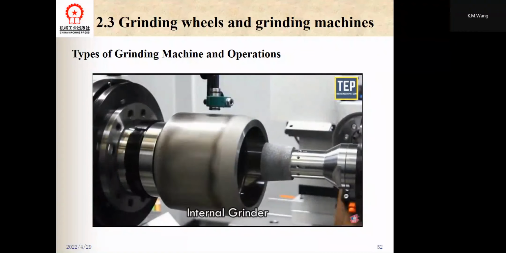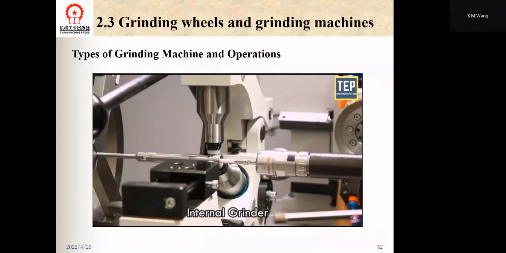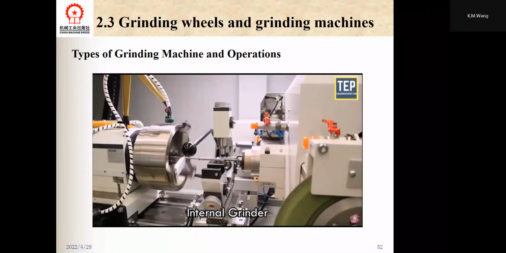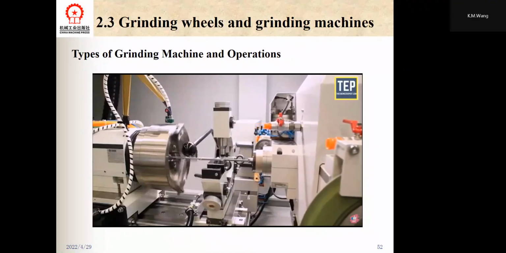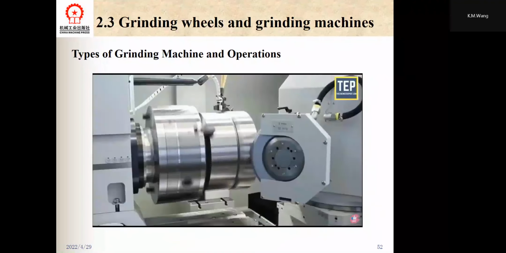Internal grinder. These grinders are used for grinding round and hollow jobs, whether the internal surface of these jobs is completely round, ditched round, or in taper. Small grinding wheels of 3 cm to 5 cm are used in such grinders.